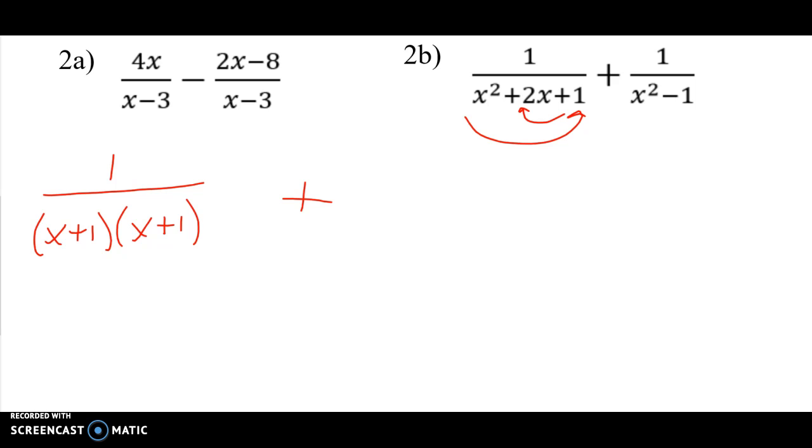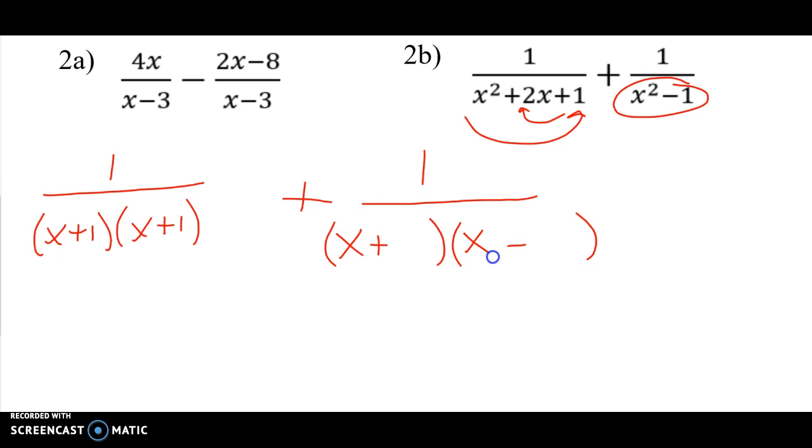So factoring the denominator. Over here we have another difference of squares. How do we break apart a difference of squares? One's plus, one's minus. They're both x's. Now one's a perfect square. What times what is 1? 1.